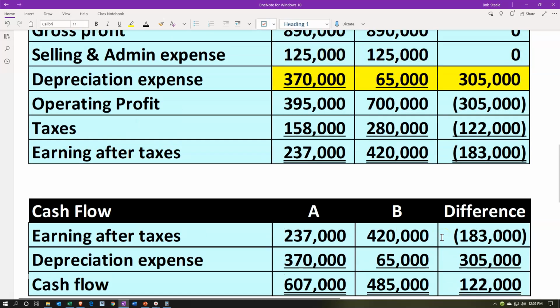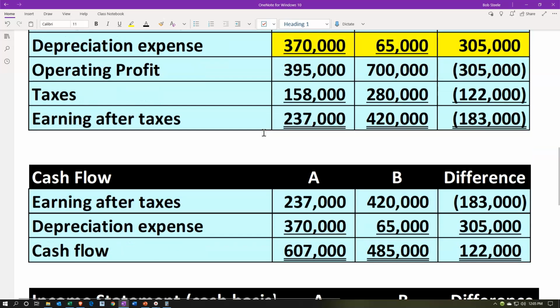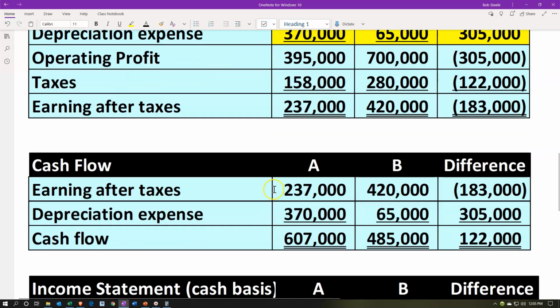Now, why is that 122 not simply the difference of the 305? Because the depreciation, although it isn't something that has a cash effect, does have a tax effect. So it's going to affect our taxable income. So we're still having an effect on the taxes due to the depreciation, even though the depreciation itself is going to be backed out with regards to the cash flow statement. So this is the indirect method. That's what we're going to think of for the indirect method.